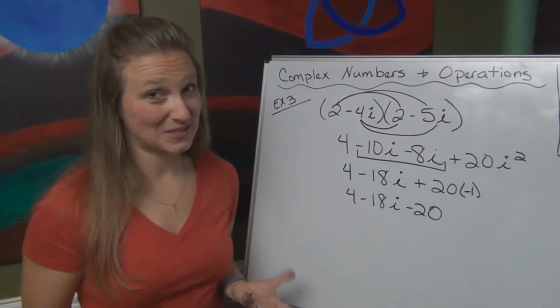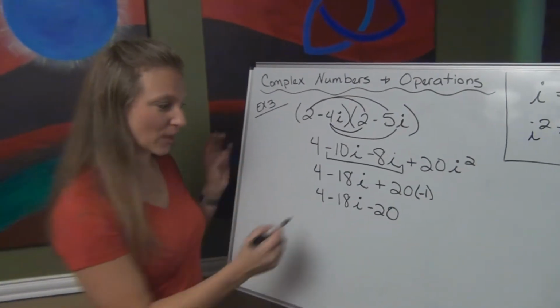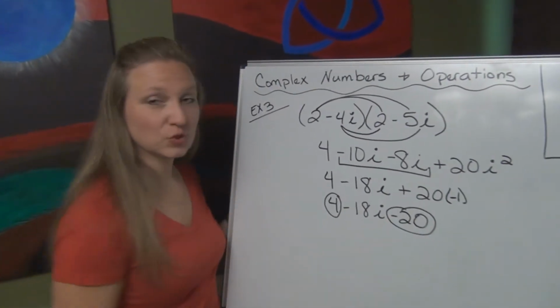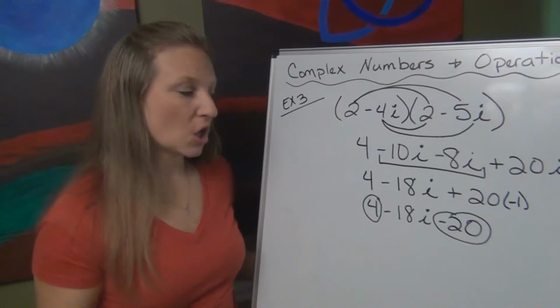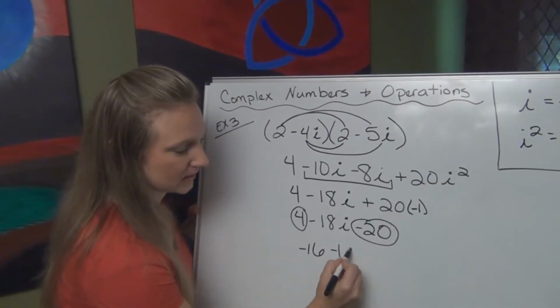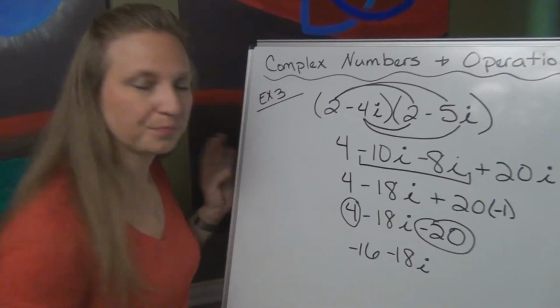Now you can probably see we can simplify it even one step further because I have more like terms here. I have a 4 and a negative 20 that are both just numbers. So I'm going to combine those to be negative 16 minus the 18i.